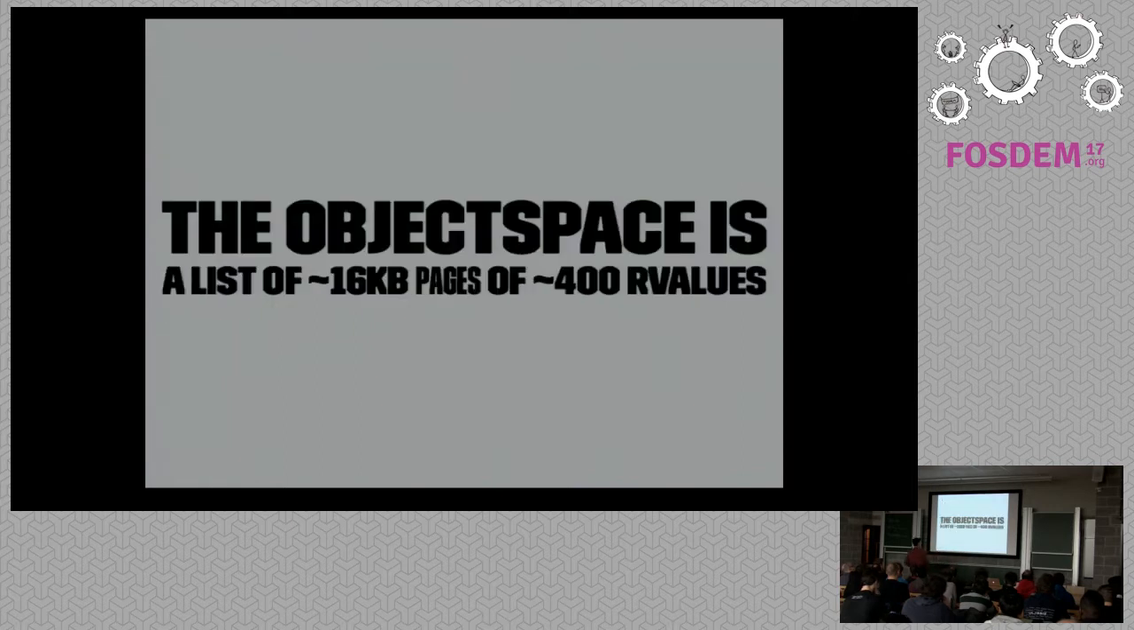The object space is a list of 16 kilobyte heap pages of 400 R values each. So it's just a long list of these heap pages which contain all of our R values.